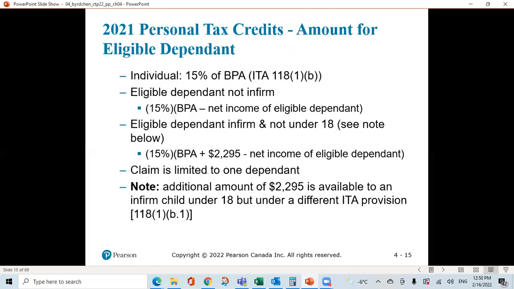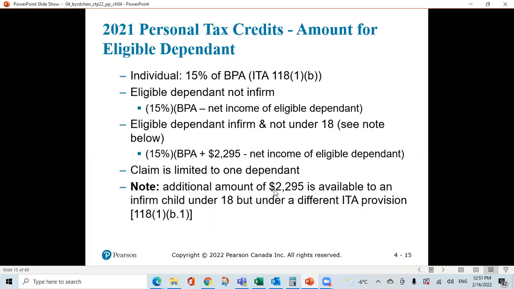Amount for eligible dependent. For an individual, very simple, the same calculation: 15% times the BPA. Eligible dependent, if not infirm, we use 15% times BPA, deduct net income of eligible dependent. Eligible dependent, infirm, and not under 18, so it's an adult, right? So eligible dependent, infirm, and is an adult. The calculation we use is 15% times the BPA plus the $2,295 amount for an infirm person, deduct the net income of the eligible dependent. So we can only limit it to one dependent.